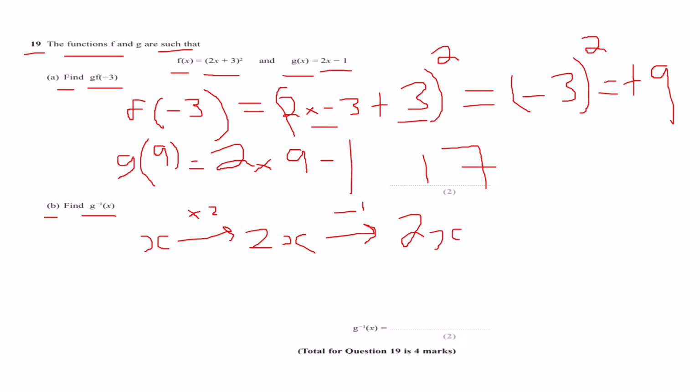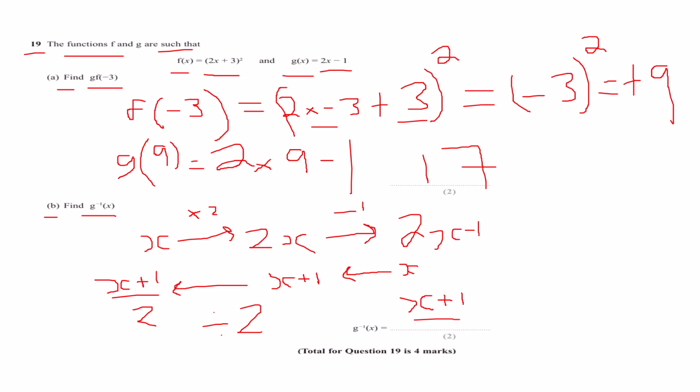So the inverse is doing the opposite operation. So we're going to add 1 to x first. Okay, so we're going to have x plus 1. And what's the opposite of times it by 2, guys? That is going to be to divide by 2. So you have x plus 1 all over 2, or x plus 1 halves. And that, guys, is g inverse of x. So g to the minus 1 of x is x plus 1 over 2. That, guys, is my final answer.